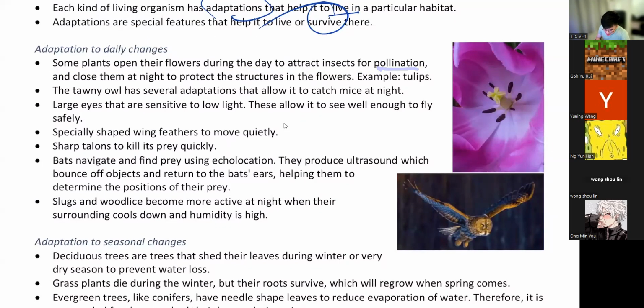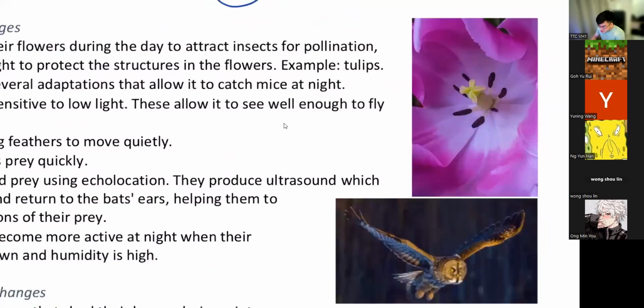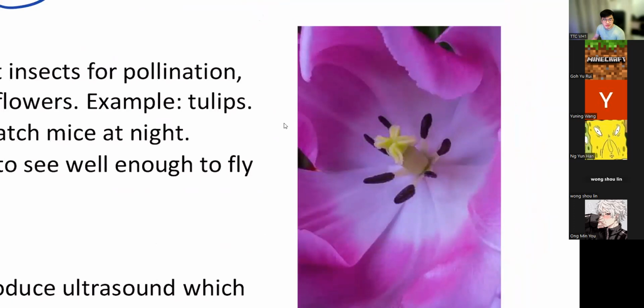Right, so pollination, and they close at night to protect the structures in the flowers. Okay. You know the structure here? You will learn this in year 9. Right. So, guys, do you know that help you?